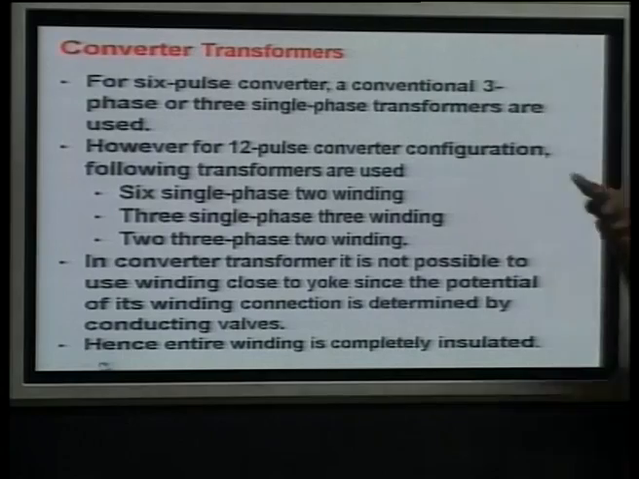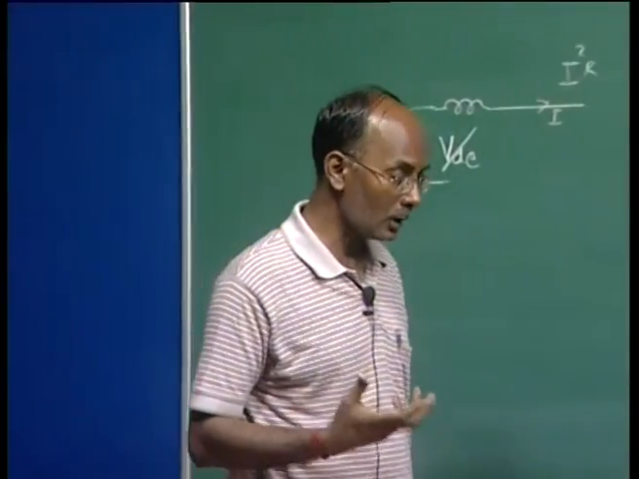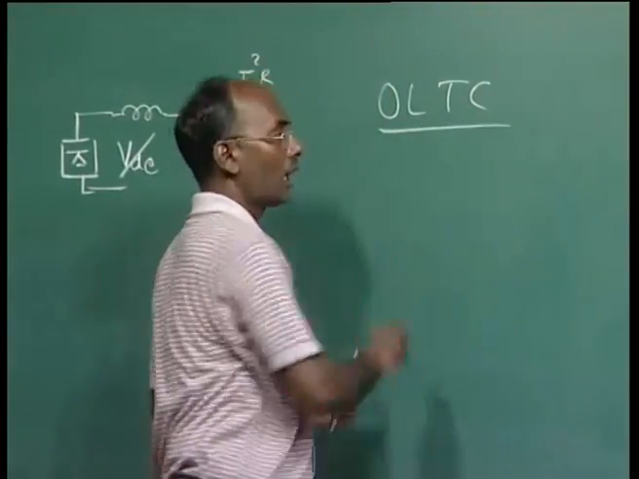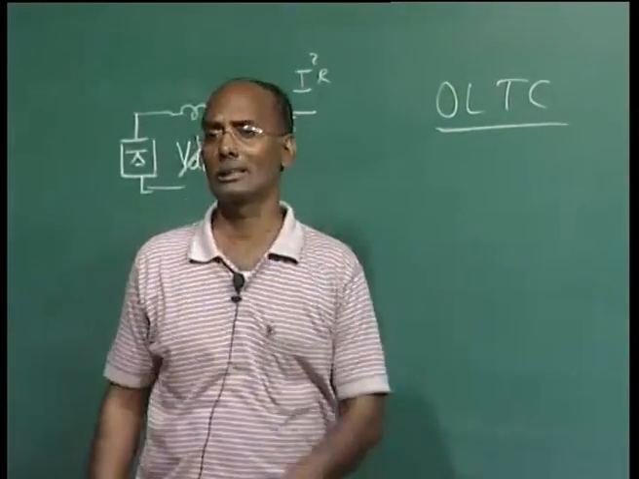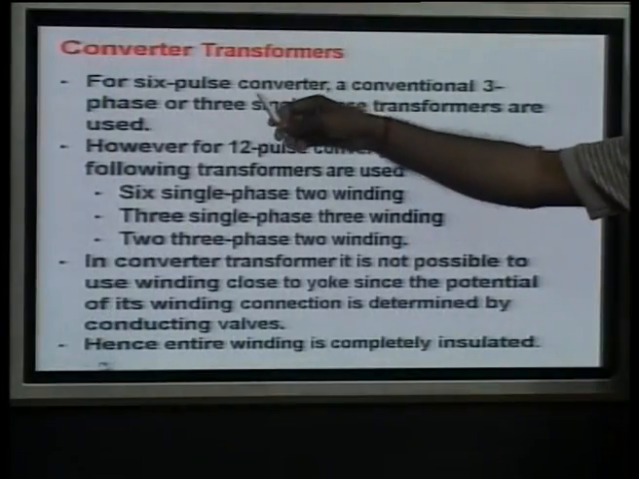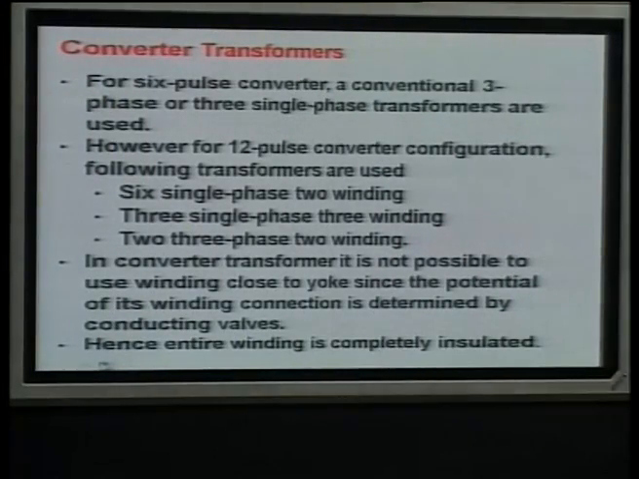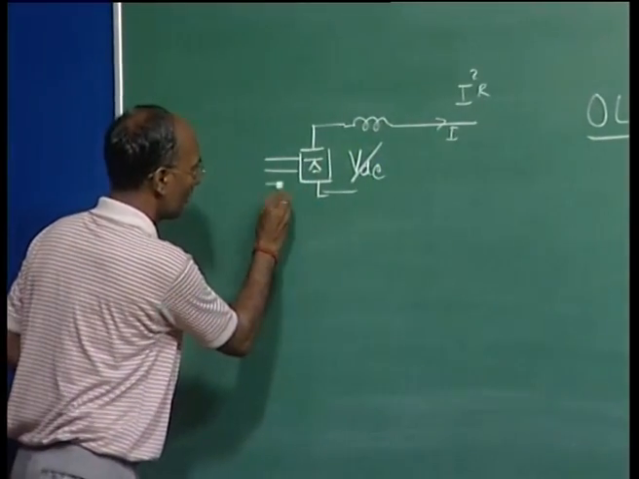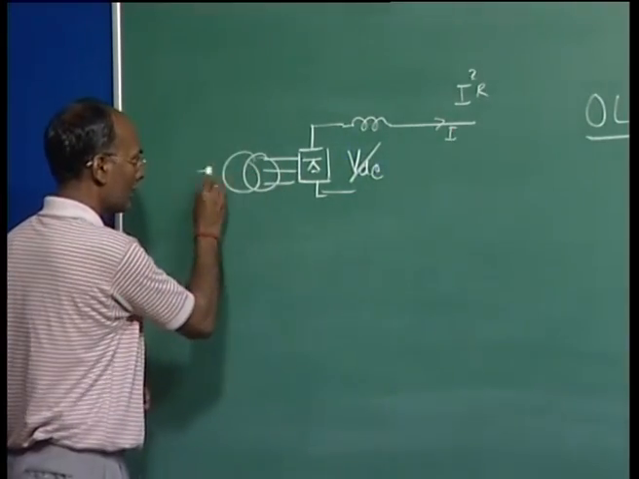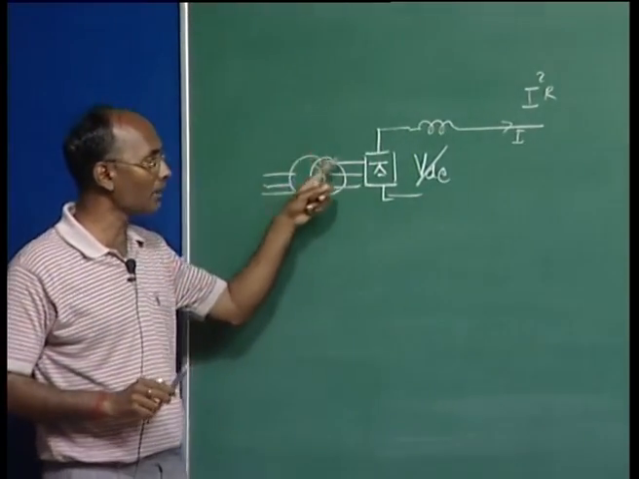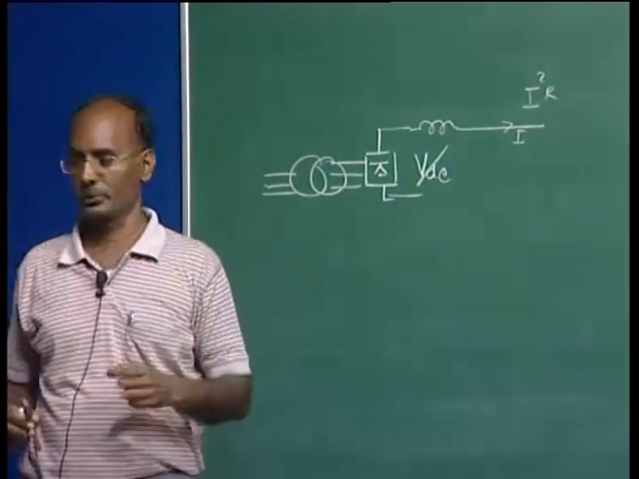Also, these transformers require online load tap changing, means the OLTC option should be there, means on-load tap changing transformers, where the taps keep changing very frequently. For a 6 pulse converter, a conventional 3 phase transformer or 3 single phase transformers can be used, because we have 3 phases. So either you can use a single 3 phase transformer, or you can use 3 single phase transformers.